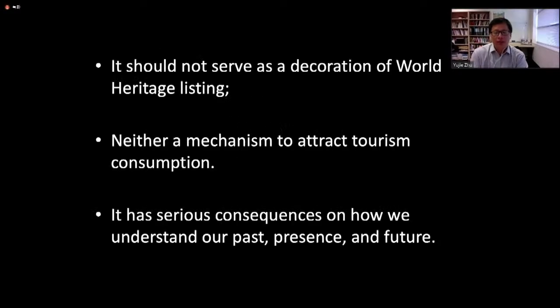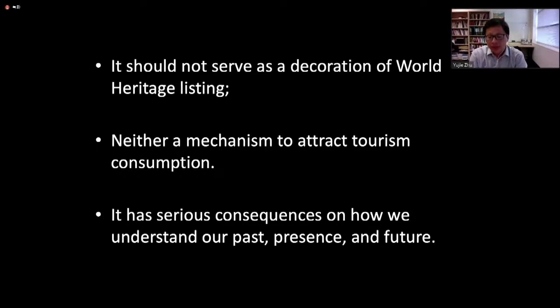All of these questions indicate that heritage interpretation is crucial. It should not be merely an aesthetic decoration of heritage listing or a branding mechanism to attract tourism consumption. I repeat here, it does political work. Improper interpretation will not only reinforce historical wounds, but also create new scars, and it's happening.